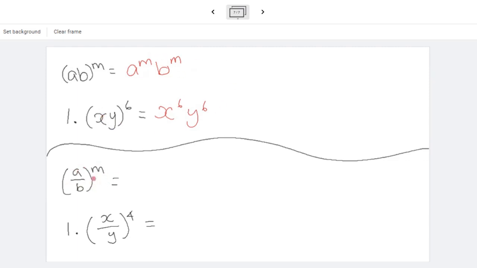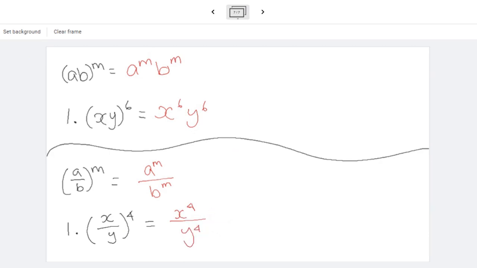This is when you have a fraction kind of thing. Basically, you're doing the same thing you're doing here. Just give that exponent to the variables inside the parentheses. So you're going to have a to the power of m over b to the power of m. So in our example, x over y to the power of 4, we're going to do x to the power of 4 over y to the power of 4.